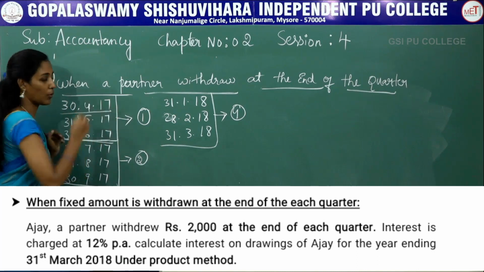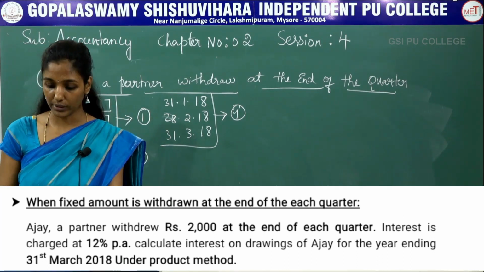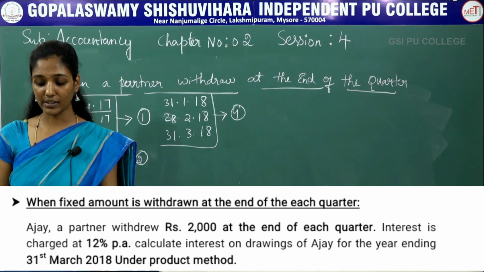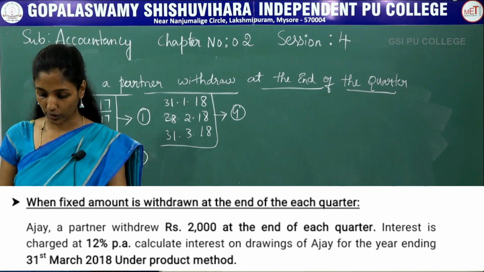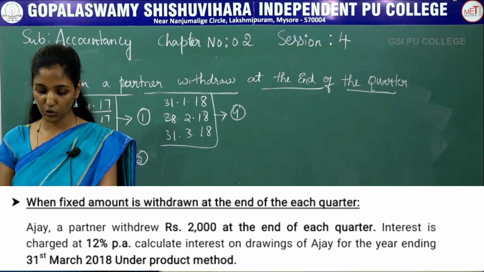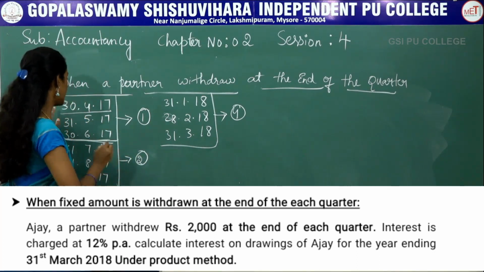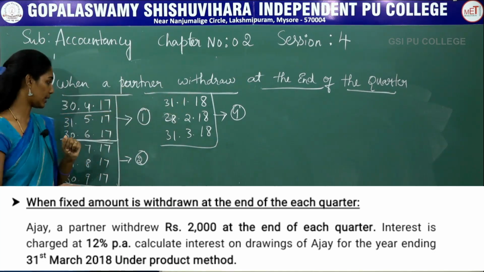So here in your example problem, Ajay, a partner, withdrew rupees 2000 at the end of each quarter. Interest is charged at 12% per annum. Calculate interest on Ajay's drawings for the year ending 31st March 2018 under product method. Yes. So first here Ajay, a partner, withdrew at the end of each quarter.